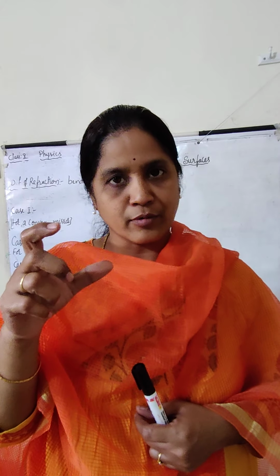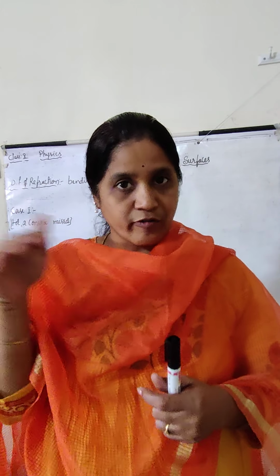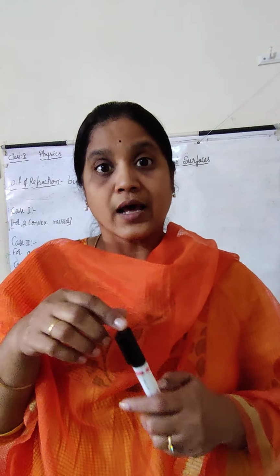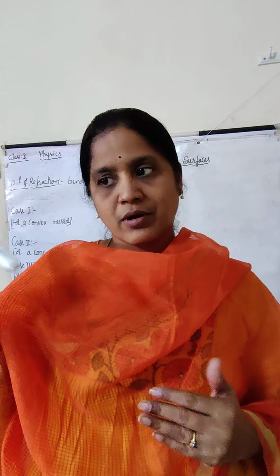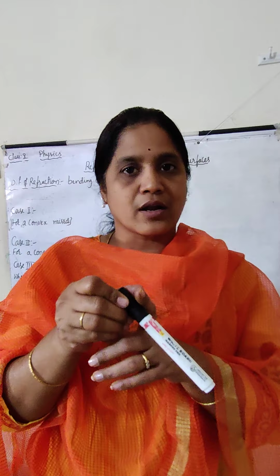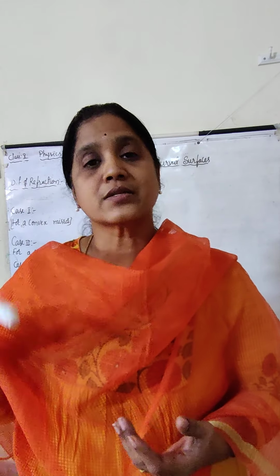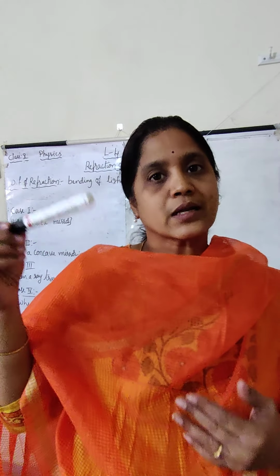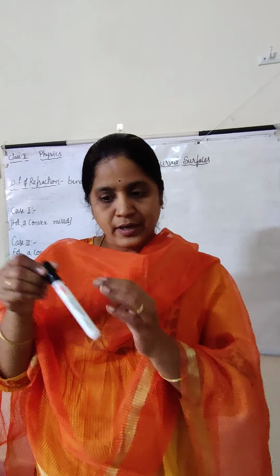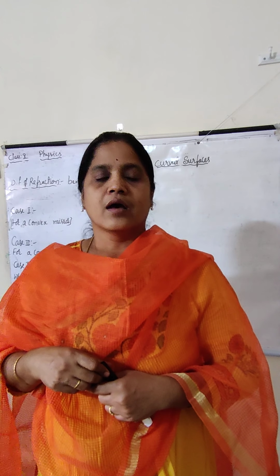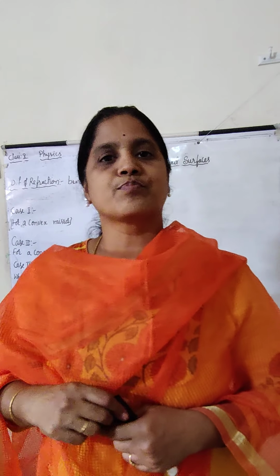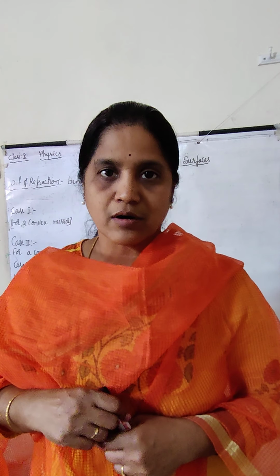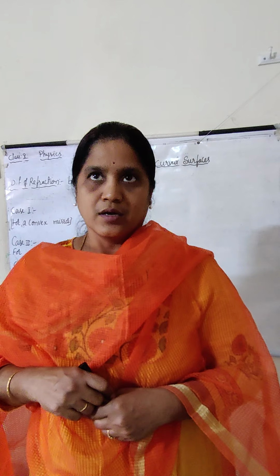If you look at the interface, the pencil bends. You can get a straight line, but where you put that pencil in the water, it bends. You cannot get that straight line. And the twinkling of stars. These are all examples of refraction of light.